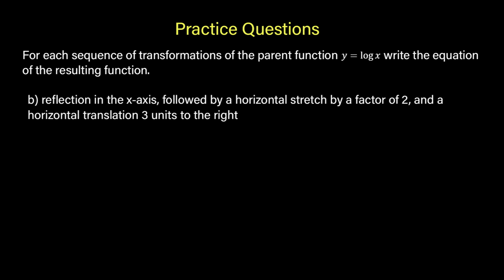B. Reflection in the x-axis, followed by a horizontal stretch by a factor of 2, and a horizontal translation 3 units to the right. Solution. a equals -1, k equals 1/2, d equals 3. So, the equation is y equals negative log of 1/2 (x minus 3).